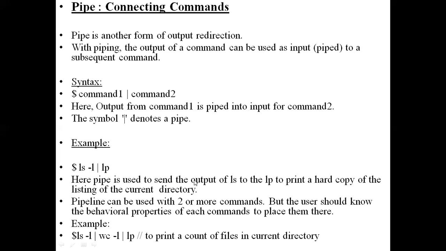Here pipe is used to send the output of ls to the LP to print a hard copy of the listing of current directory, all the files of the current directory. Pipeline can be used with two or more commands, but the user should know the behavioral property of each command to place them there. That means you should know what is the output you are getting from the first command, so that you are giving proper input to the next command.